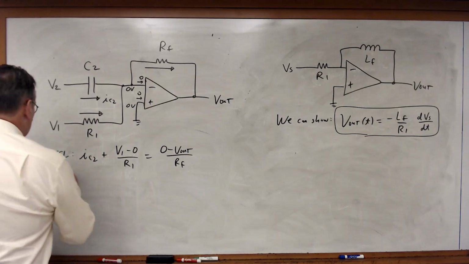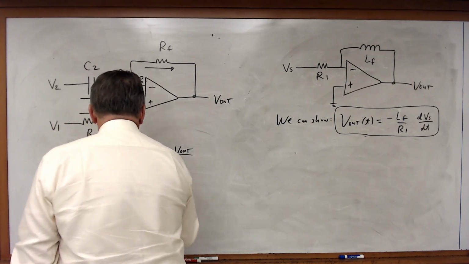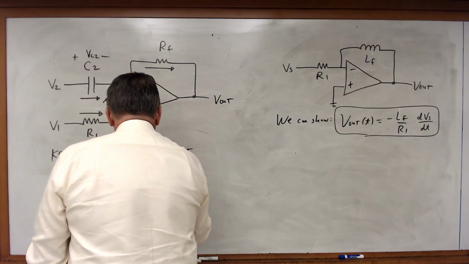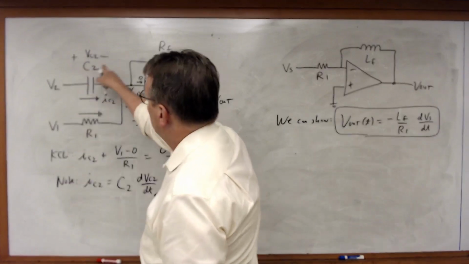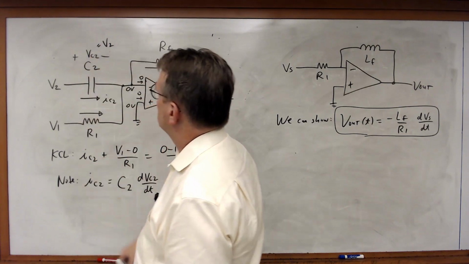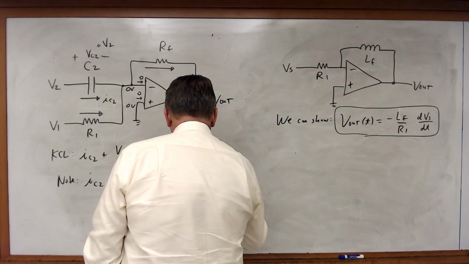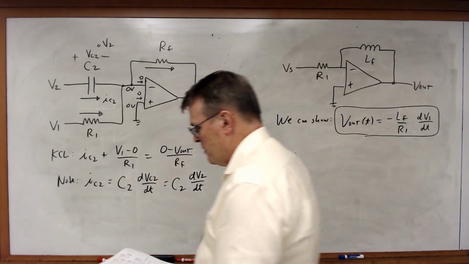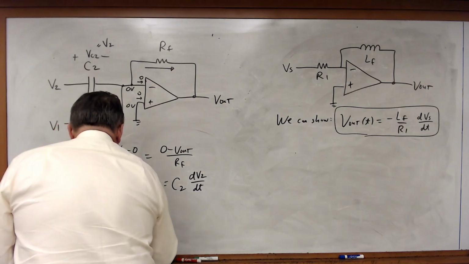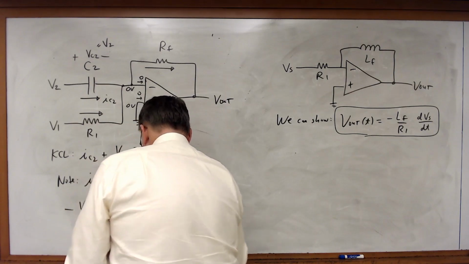And once again, we note that IC2 is going to be equal to C2 times dVC2 dt, where this is VC2. But VC2 is just equal to V2, same voltage. V2 minus 0 is just equal to V2. And so this is equal to C2 times dV2 dt. And therefore I can rearrange some terms, and what I get is that minus V out over RF is equal to V1 over R1 plus C2 times dV2 dt.